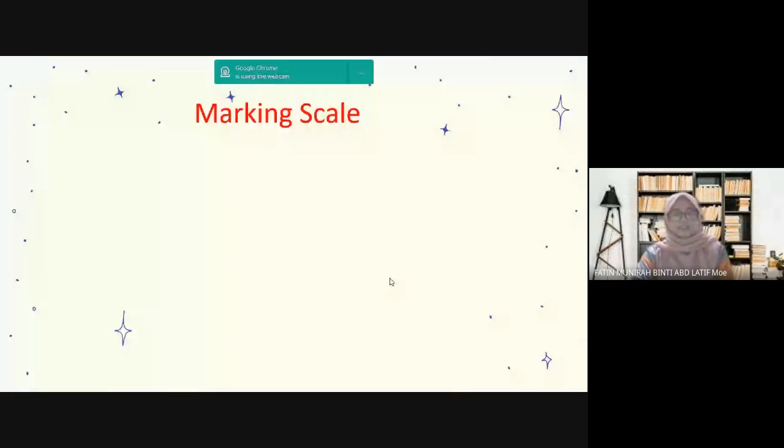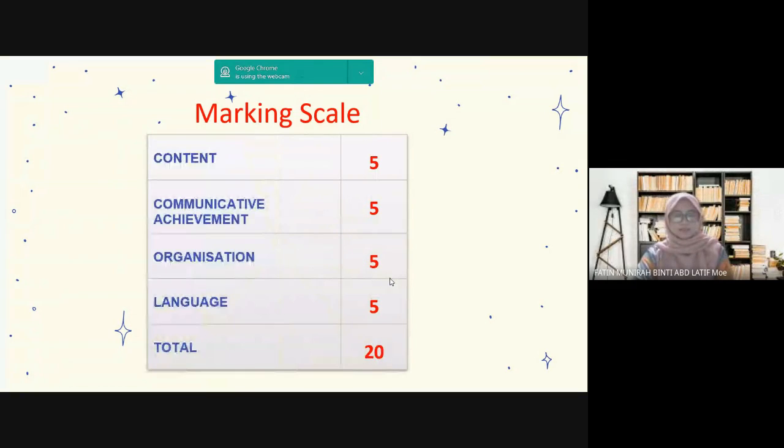So the marking scale. Okay, you have 20 marks for this. Awak ada 20 markah untuk part 3. So the components are, okay, komponen-komponen yang dia akan tengok adalah first content. So content ni sama ada awak boleh menjawab semua soalan ataupun tidak. Okay, we will look at that after this.